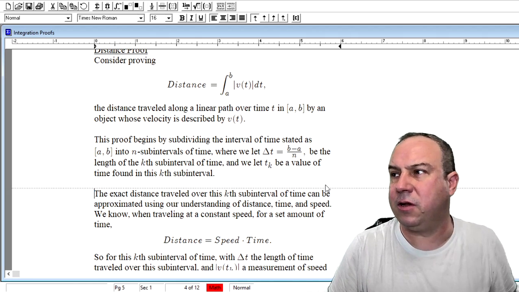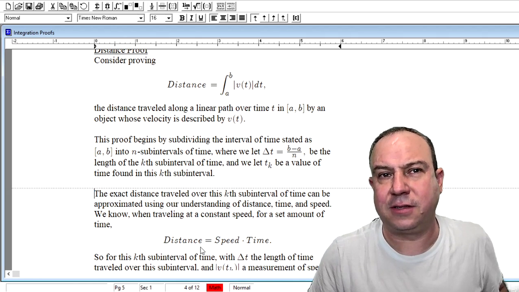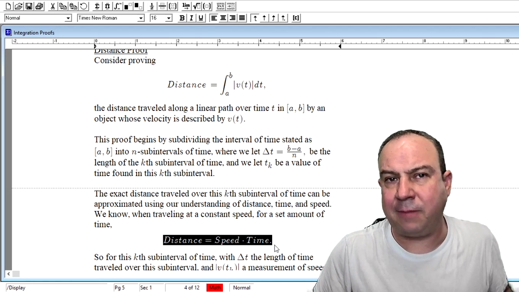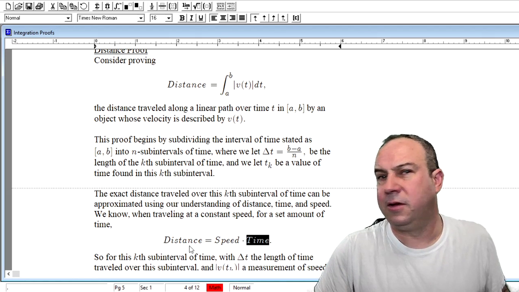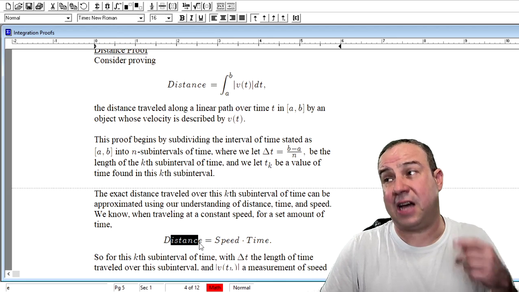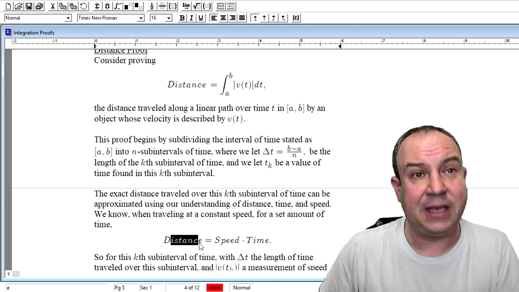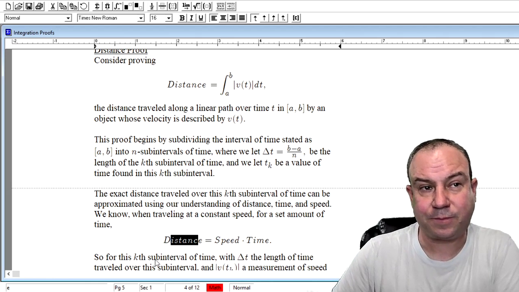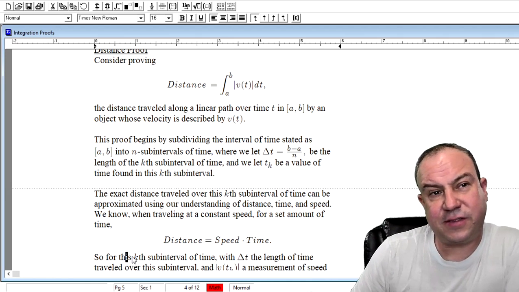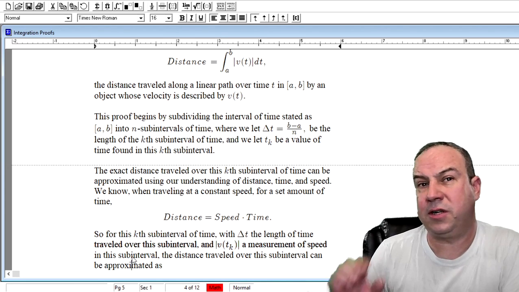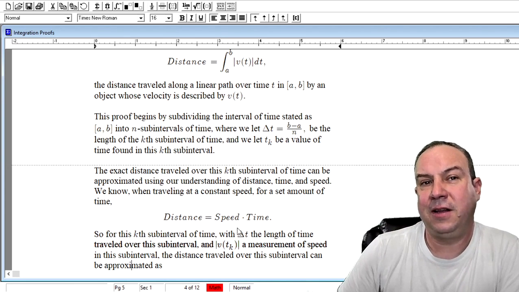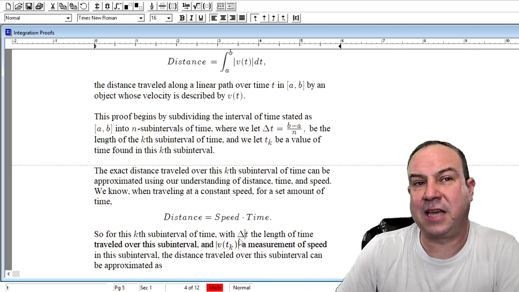We have traveled 180 miles, right? If we travel at a speed of 60 miles per hour for a time length of 3 hours, we know the distance we have traveled is 180 miles in those 3 hours, right? So if we think about this kth subinterval of time, where delta t is the length of time traveled over this k subinterval, it's going to be this measurement of time in this calculation.